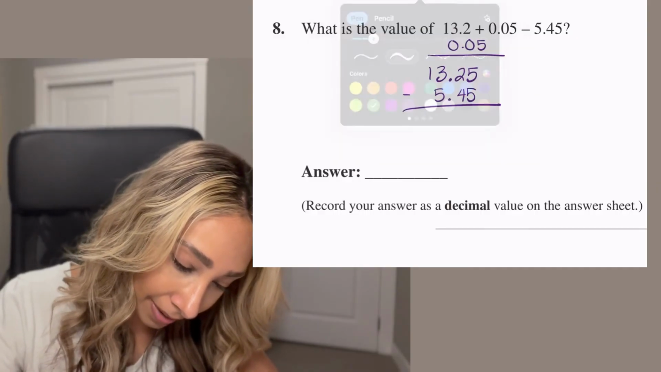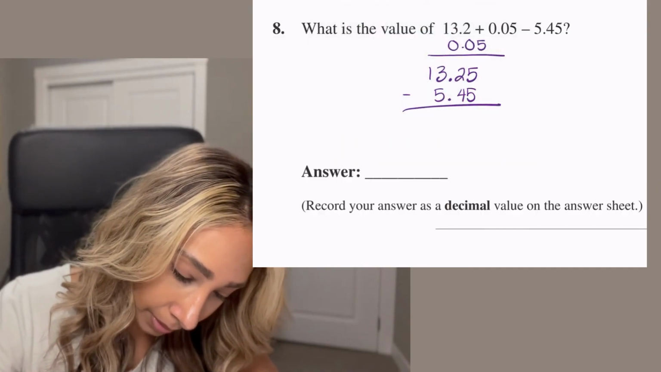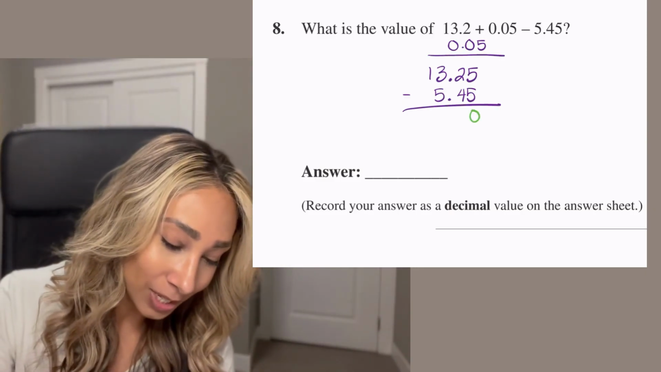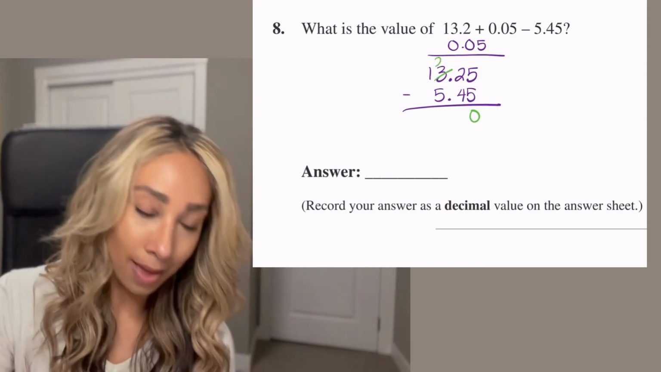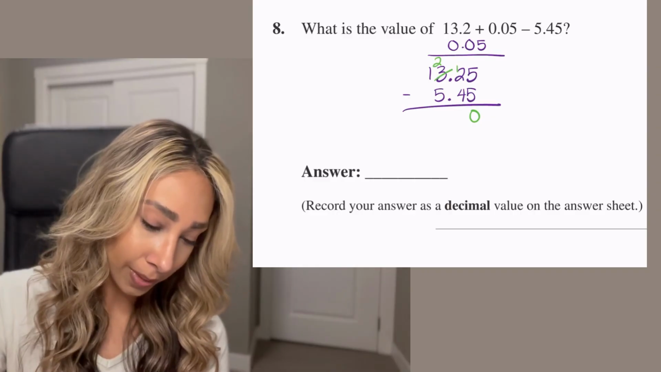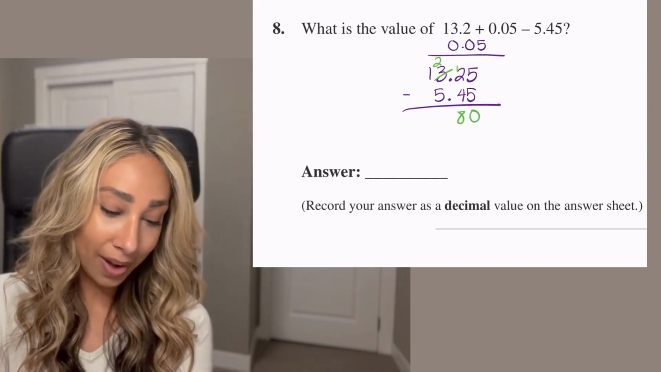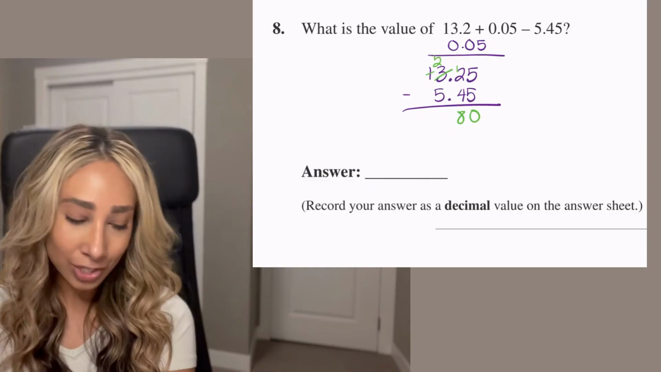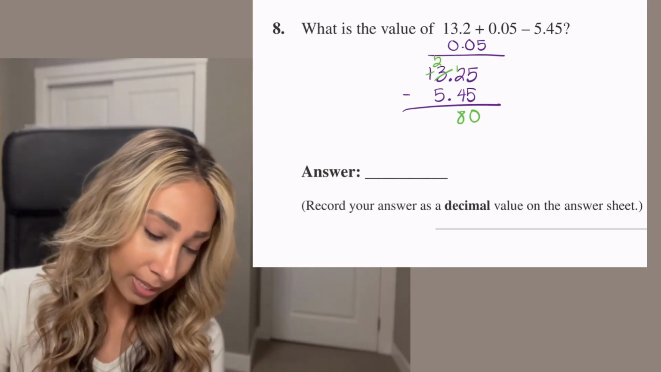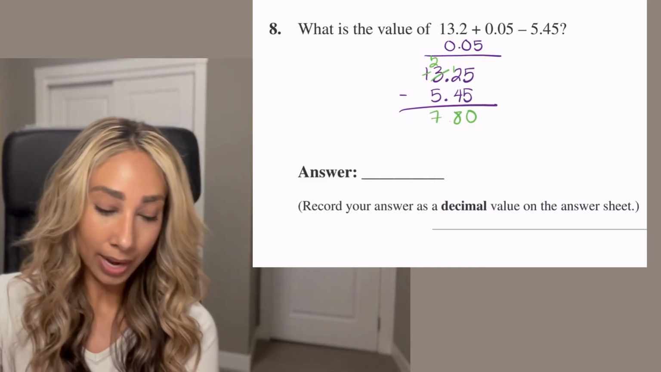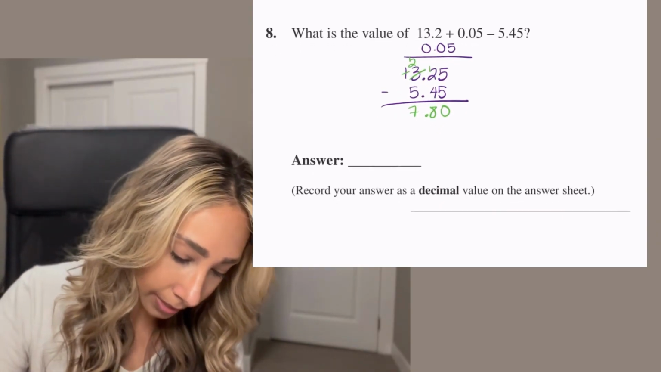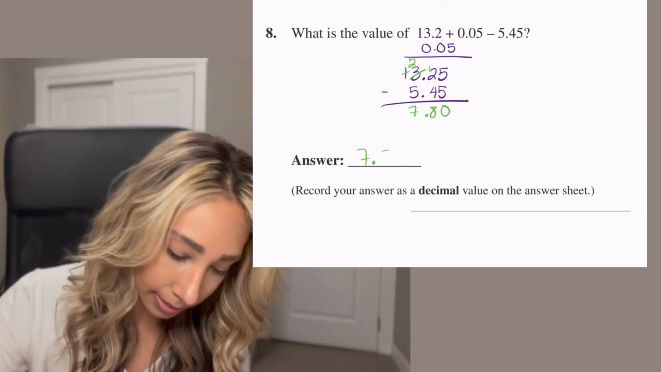So 5 take away 5, well, that's gonna give us 0. 2 take away 4, I can't do that. So that means I'm gonna need to borrow a number here, and that's gonna make the next digit become 12. So 12 take away 4 I can do, that's gonna give me 8. 2 take away 5, can't do that, gotta borrow another digit. That's gonna be 12 take away 5, which is going to give me 7. So our answer is 7.80. Now, that means our answer is gonna be 7.8.